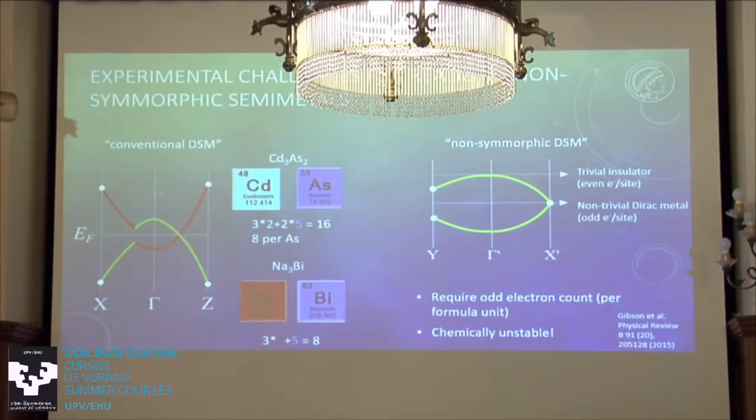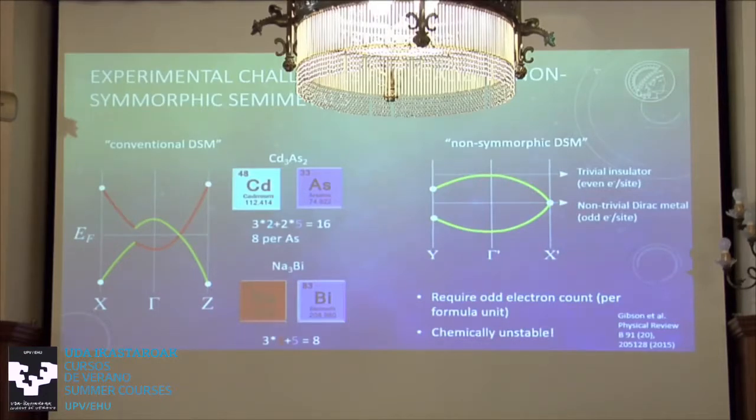Most of the materials are non-symmorphic, so there wouldn't be much to do. But the problem is that when we looked at the conventional 3D Dirac semimetals here, like cadmium arsenide or sodium bismuth, those were charge balanced materials. And they're charge balanced, and the Fermi level is still here where we want it to be. But non-symmorphic materials are different because we folded the band structure.